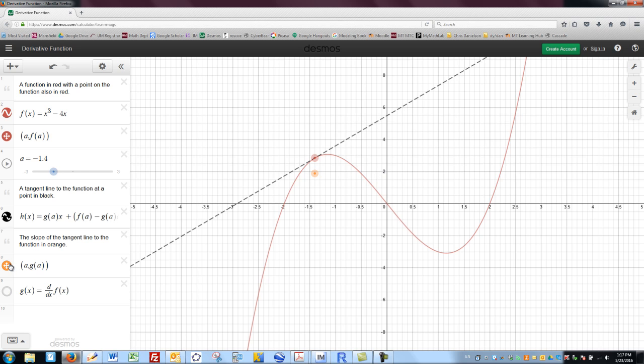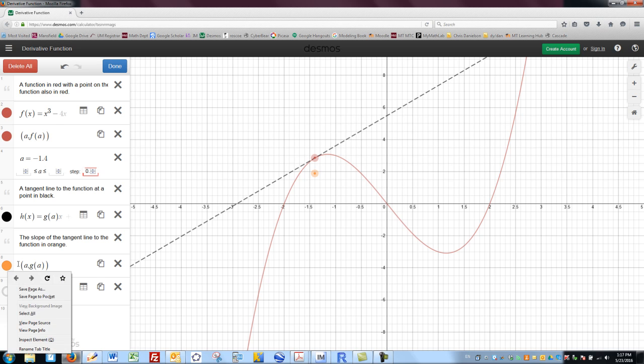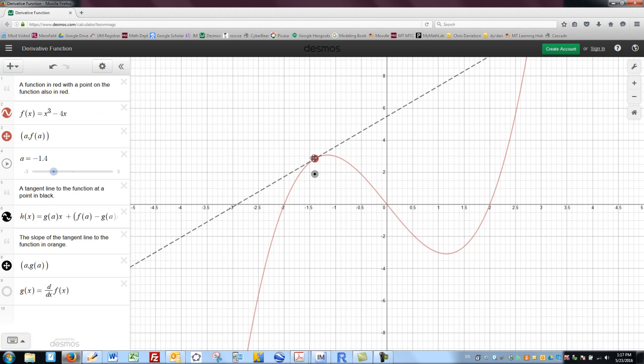I should probably make this one black so that we can really identify it as the slope of the tangent function. I don't know why I didn't do that. So it's associated with the black line.